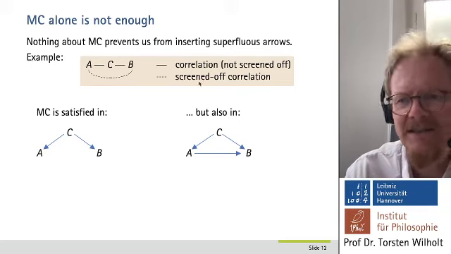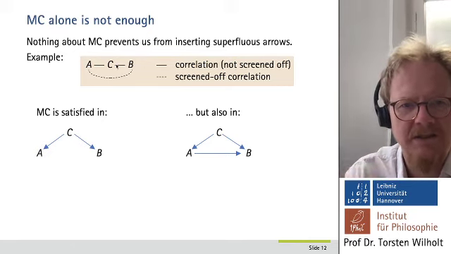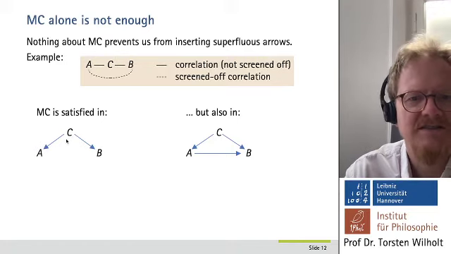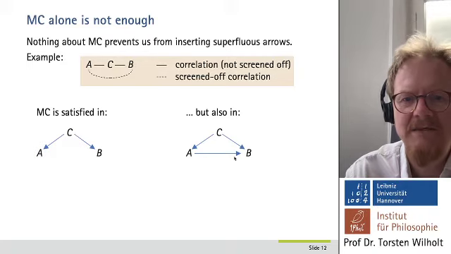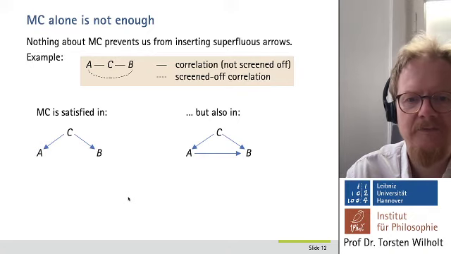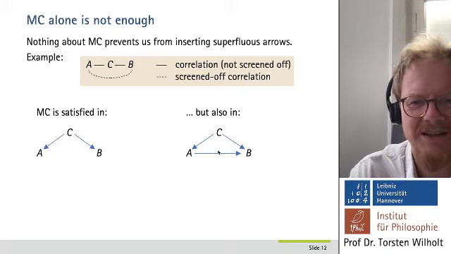So, for example, A, B, and C are mutually correlated, and C screens off the correlation between A and B. The Markov condition is satisfied in this graph, but it's also satisfied in this graph. No problem, because it will still be satisfied here.